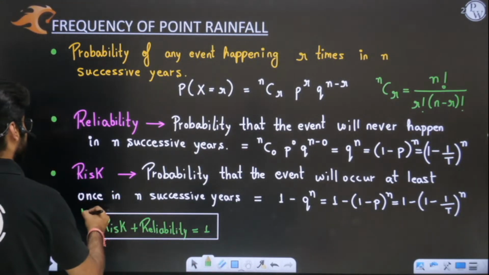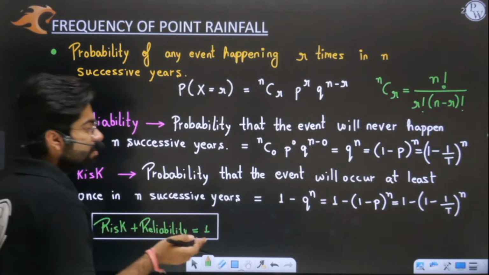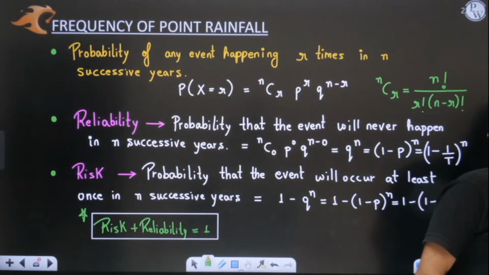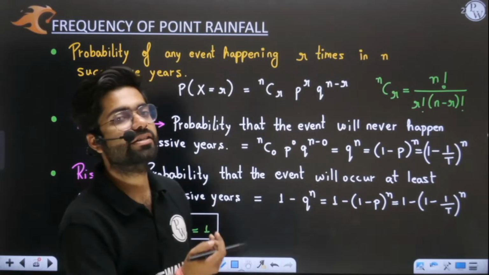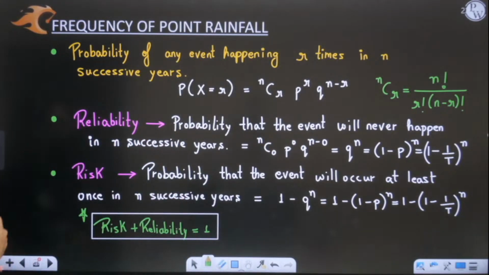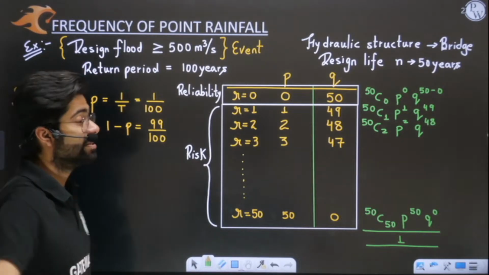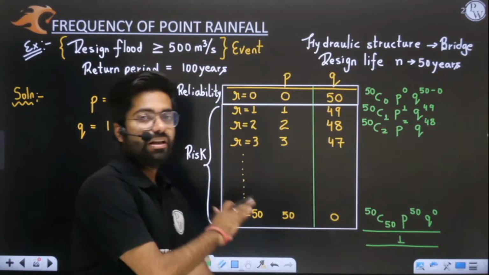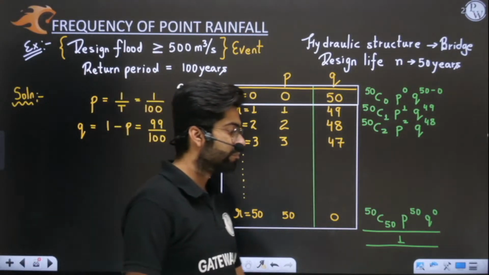This is important. Can you tell me, risk or reliability, which is more favorable? Obviously, reliability is more favorable, because in that case we can say that we are more reliable, that this kind of flood event will never take place in the design life. In its entire design life, flood will never occur. Obviously, we are reliable. That is more favorable. Yes or no?